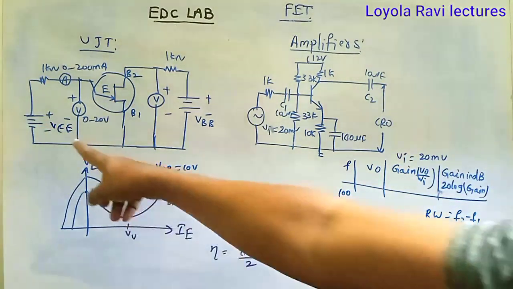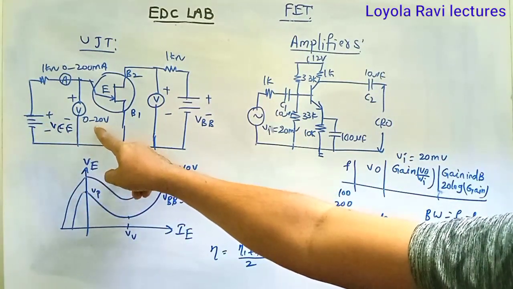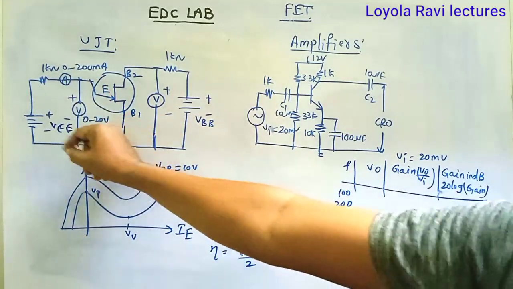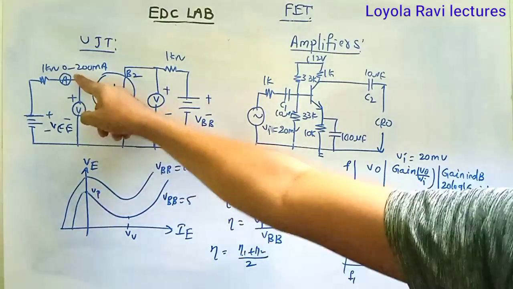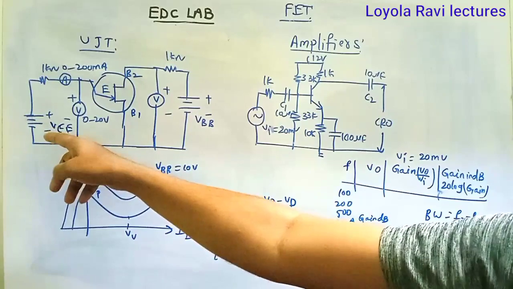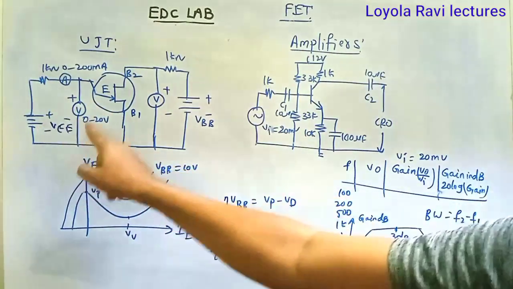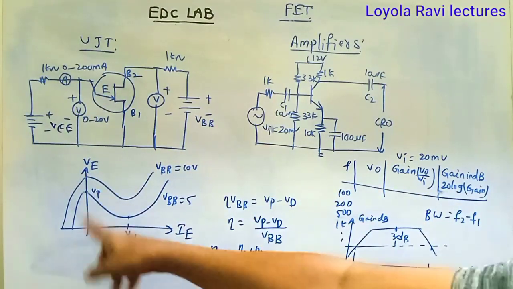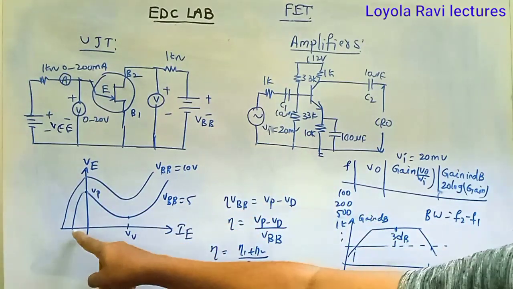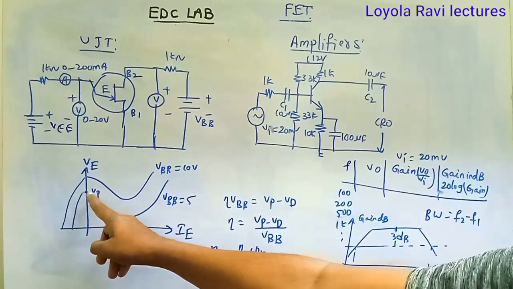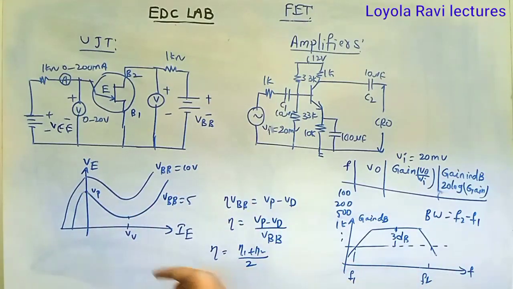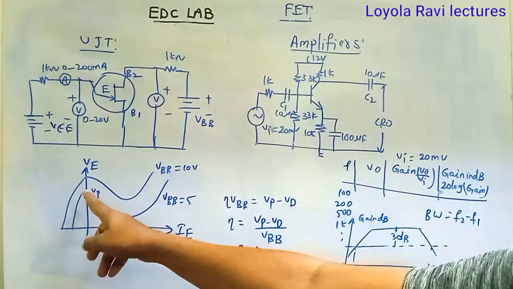Vary this applied voltage VEE and note down VE and IE. These two values you can note down. Keep 0: what is VE and what is IE? Keep this one at 0.1: what is VE? What is IE? Otherwise 1, 2, 3, and so on you can take. By varying this, you can find out these two values. You may get characteristics like this. For example, the first value is VBB equal to 5. You may get some negative values, and after that it increases, decreases, and again increases. Maybe you'll get some peak voltage, that is VP.